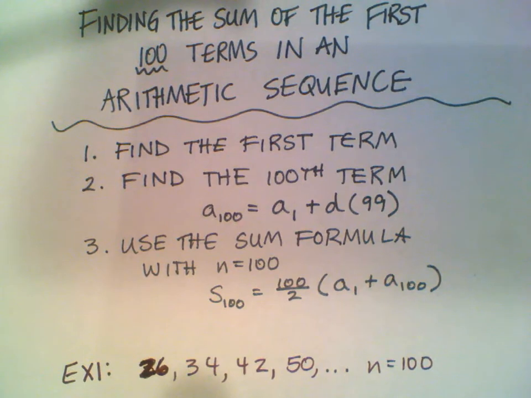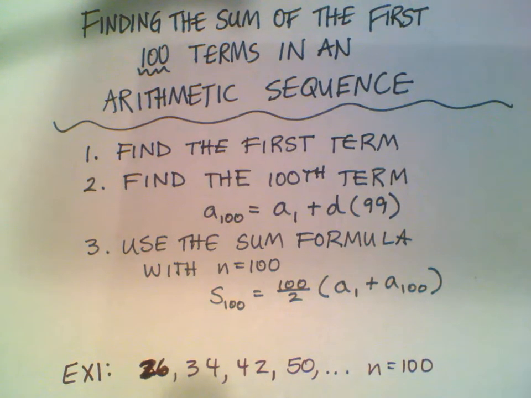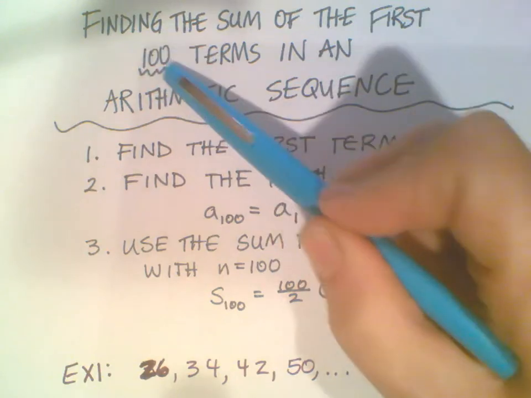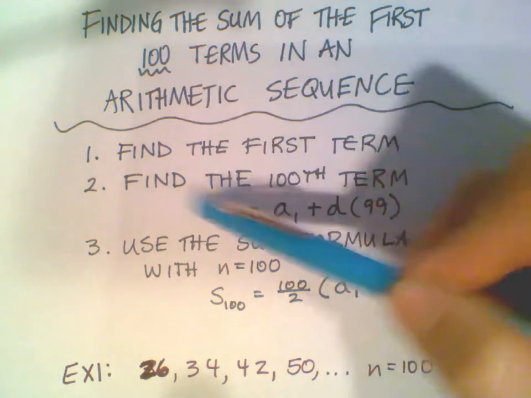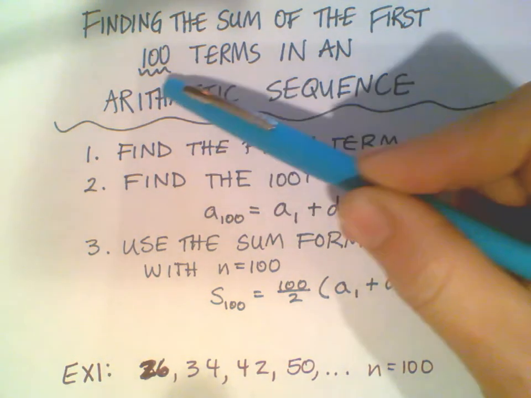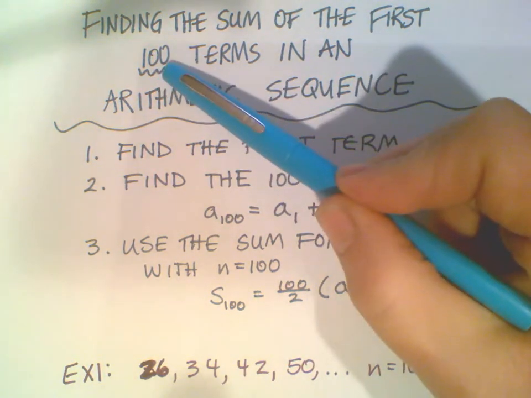Today we're going to actually combine two things that we've been working on. The first is, well, the second is actually finding the sum of the first, and we're going to in particular go with 100 terms of a sequence. And that means that we have to go back to something we learned earlier, which is how to find the 100th term.